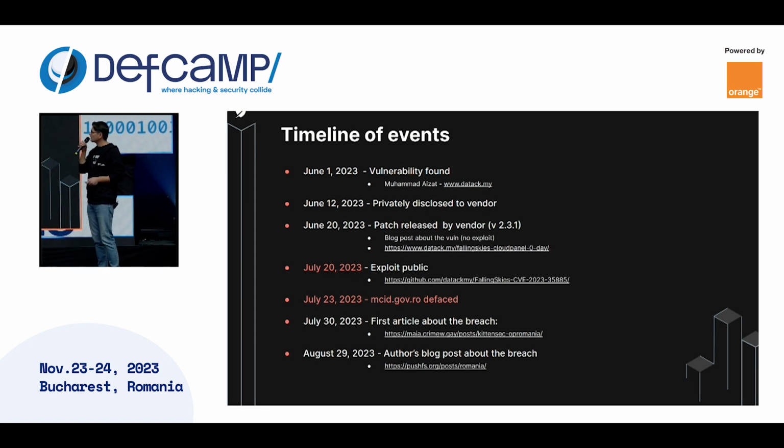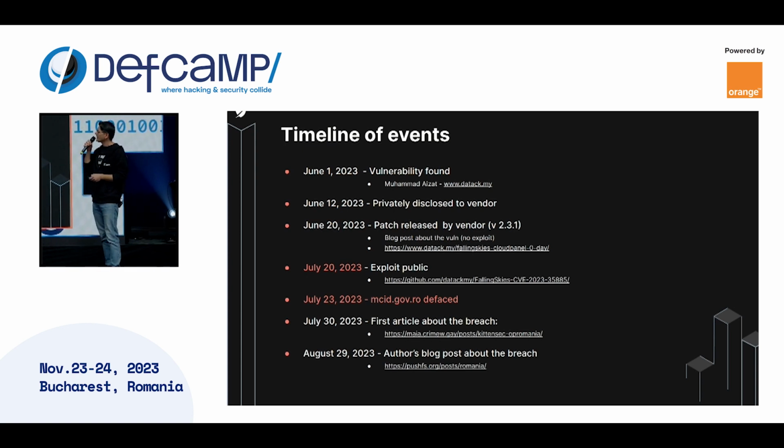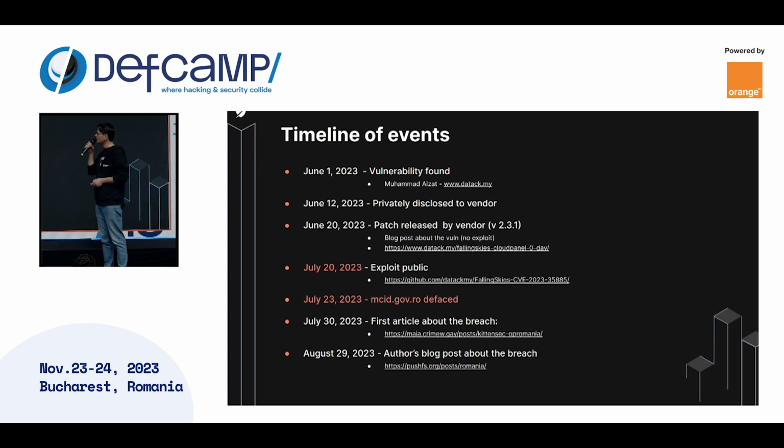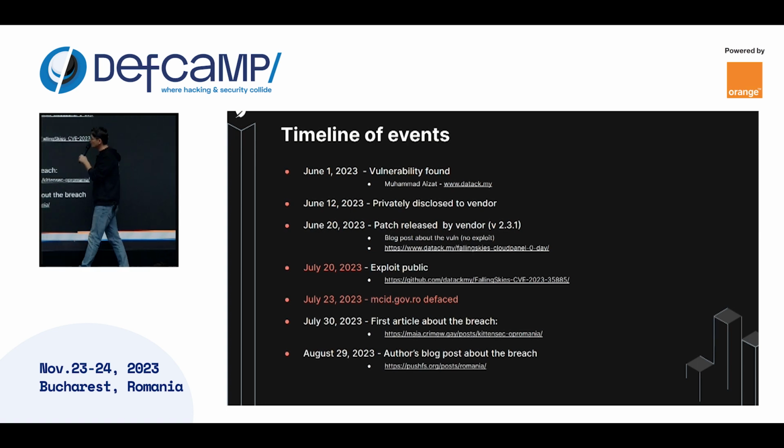Now, the true timeline of the events was that the vulnerability was found on June 1st by a security researcher called Muhammad Aizat. We'll talk a little bit later about that. Then on June 12th, it was privately disclosed to the vendor. The vendor released a patch on June 20th. And the author of the vulnerability also released a public exploit a month after the vendor released the patch, on July 23rd.